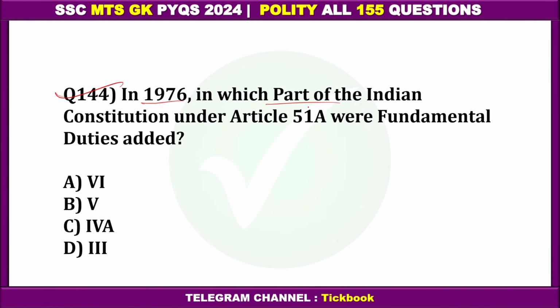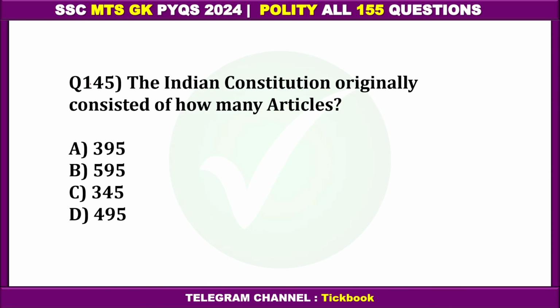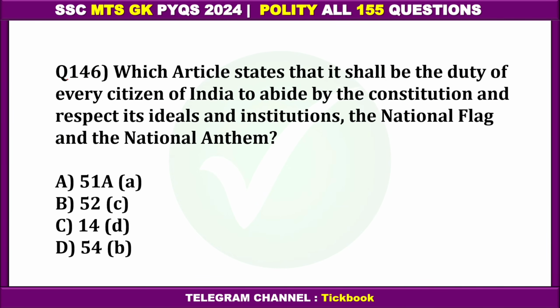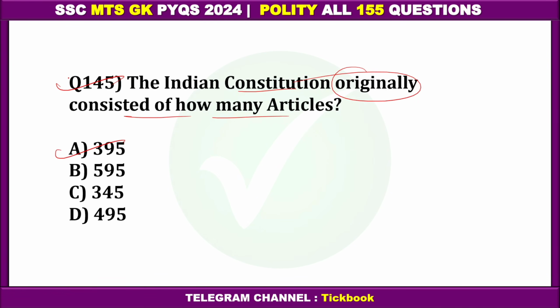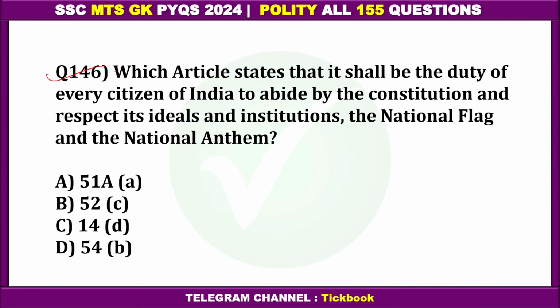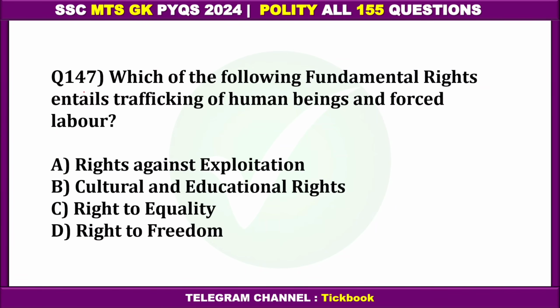144. In 1976, in which part of the Indian Constitution under Article 51A were fundamental duties added? Number C, 4A. 145. The Indian Constitution originally consisted of how many articles? Originally. Option number A, 395. Okay. 146. Which article states that it shall be the duty of every citizen of India to abide by the Constitution and respect its ideals and institutions, the national flag and the national anthem? Number A, Article 51A, subclause small a.